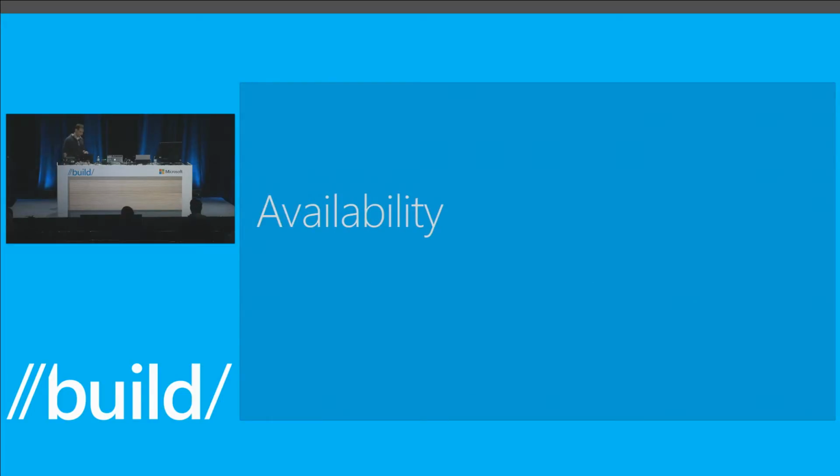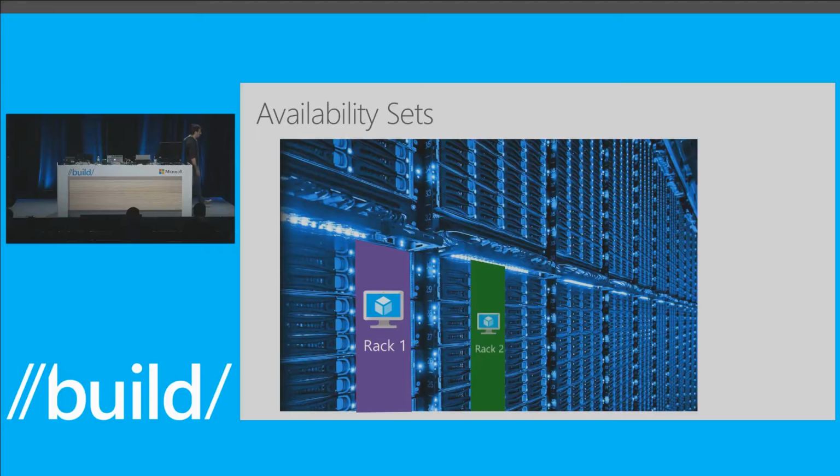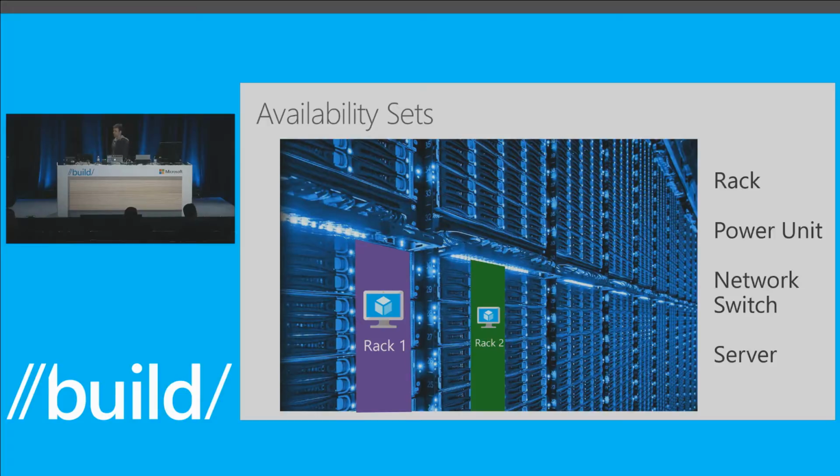So availability. From an availability perspective, the first concept here is availability sets and being able to span across hardware. Very important, and it's something that we offer built in as part of the platform. You can define what we call availability sets, and it will allow you to deploy instances across multiple racks. What this means from a practical, physical perspective is that it's in distinct racks, distinct power units, distinct network switches, and distinct servers, right? So if any of those items fail, the instance continues to run. It's very important when you're deploying an application to take advantage of this.